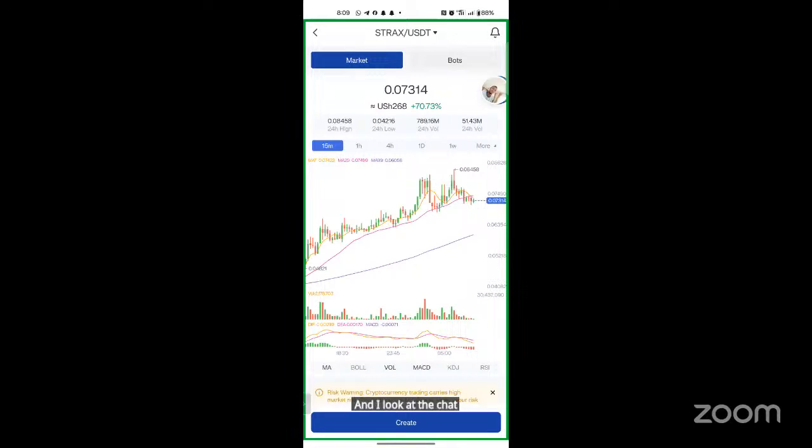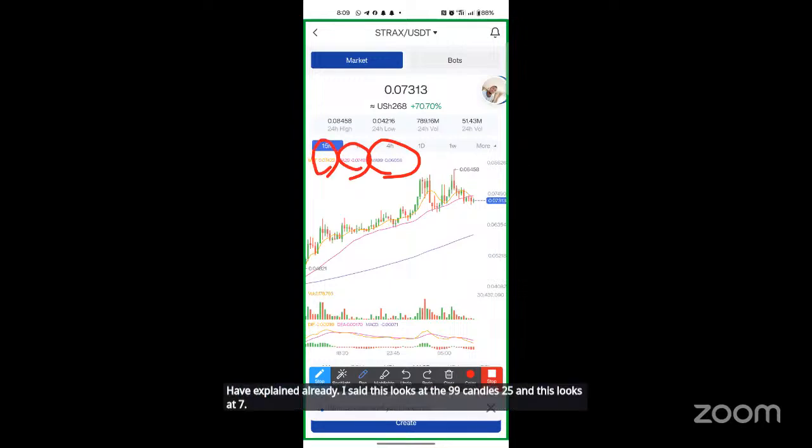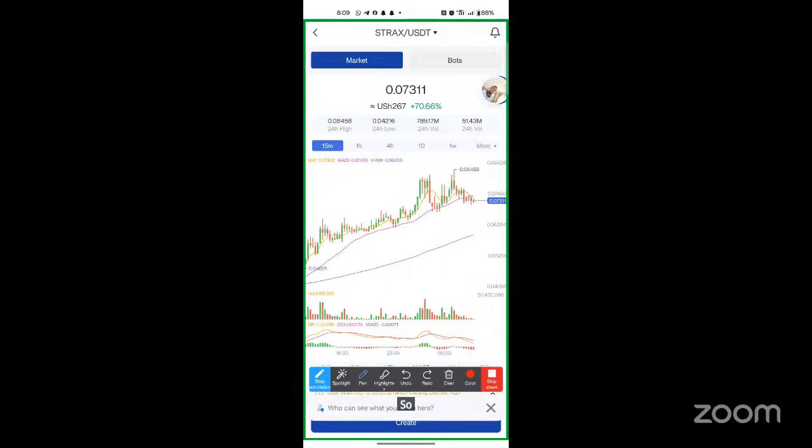Someone is saying, can you explain? I have explained already. I said this looks at the 99 candles, 25, and this looks at 7. So, the question is, what is happening here? Where we see a 7 moving average crossing a 25. The 7 moving average is going below the 25. What does that mean? A death cross.